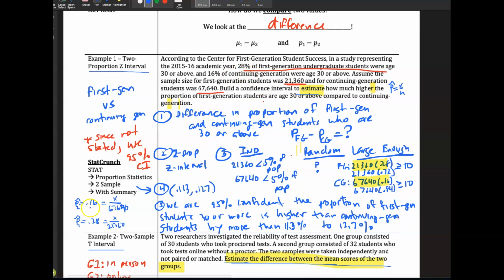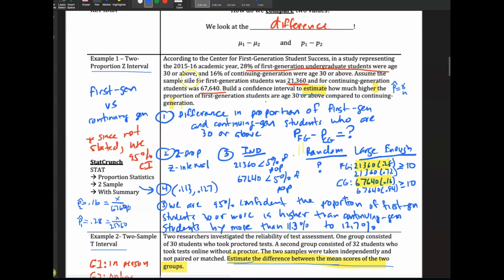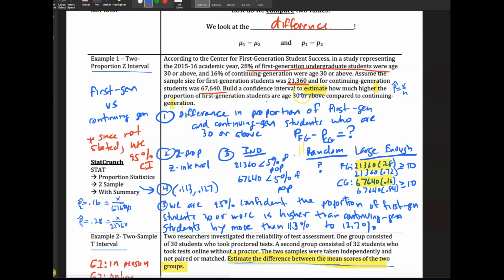And so we have a percentage. We have a p-hat for the two groups, 16% and 28%. So you can see that 28% of first generation undergraduates are 30 or above compared to 16. And so what we want to do is build a confidence interval to estimate how much higher that proportion is. And so we have our 5 steps that we complete, and you can refer back to old notes about the 5 steps to construct a confidence interval.